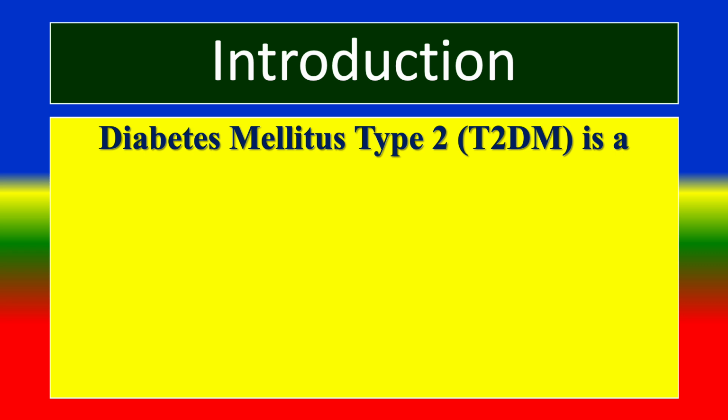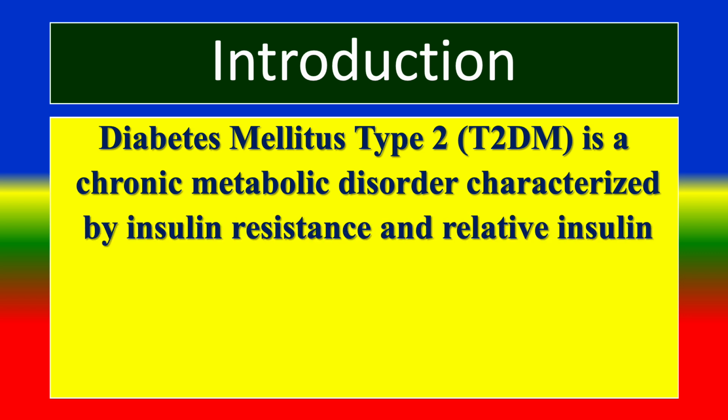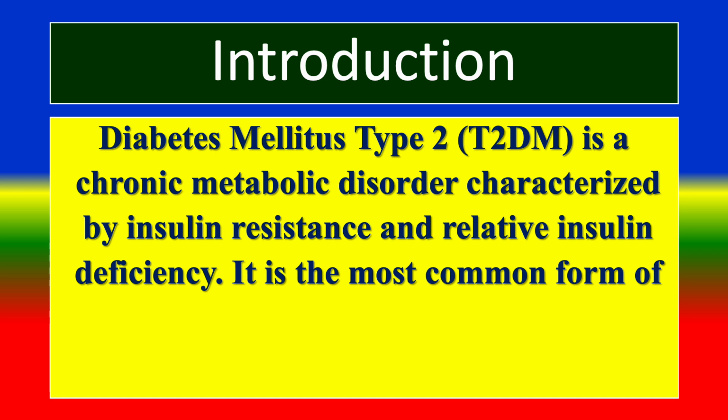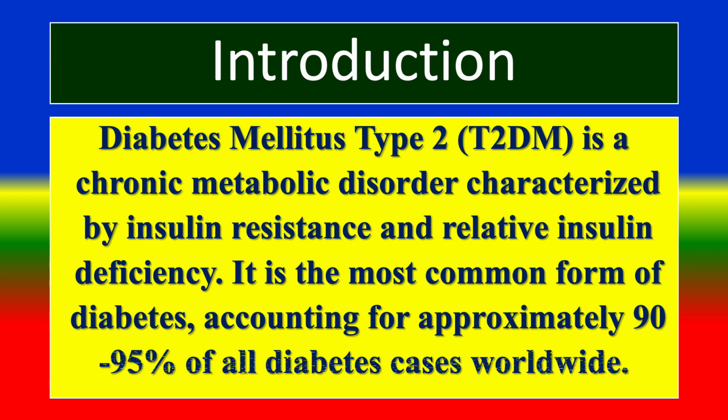Diabetes mellitus type 2. T2DM is a chronic metabolic disorder characterized by insulin resistance and relative insulin deficiency. It is the most common form of diabetes, accounting for approximately 90 to 95% of all diabetes cases worldwide.